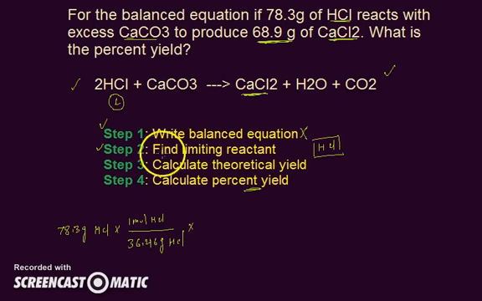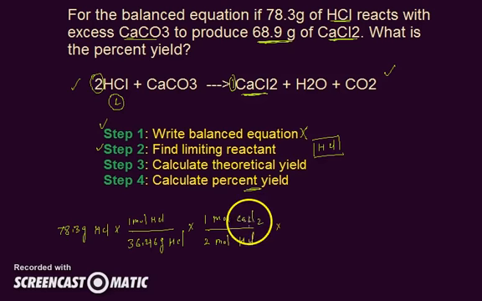Here we use the mole ratio between hydrochloric acid and calcium chloride. In the balanced equation you can see that 2 moles of hydrochloric acid react to produce 1 mole of calcium chloride. It means that the mole ratio is 2:1, and since we are going to calculate the moles of calcium chloride, we write the mole of calcium chloride at the top. Here I mentioned 1 mole calcium chloride, and in the bottom we have 2 moles hydrochloric acid. Well, here we got the moles of calcium chloride, and we convert the moles of calcium chloride into mass.